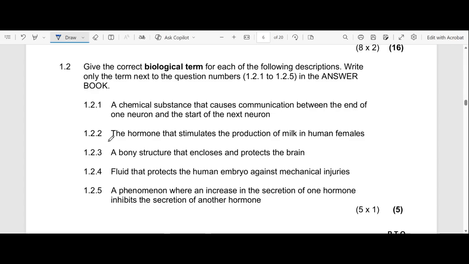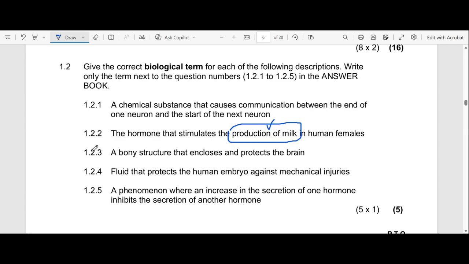Now let's go to 1.2.2. The hormone that stimulates the production of milk in human females. So the moment they speak about the production of milk, this is the keyword. We're speaking about prolactin. Prolactin. This is the keyword.